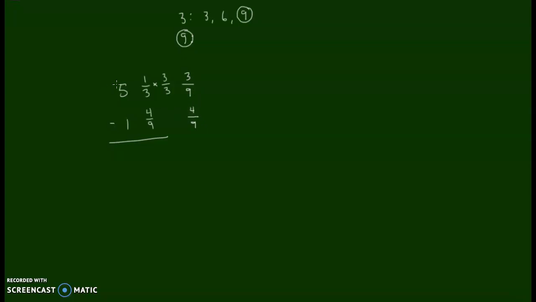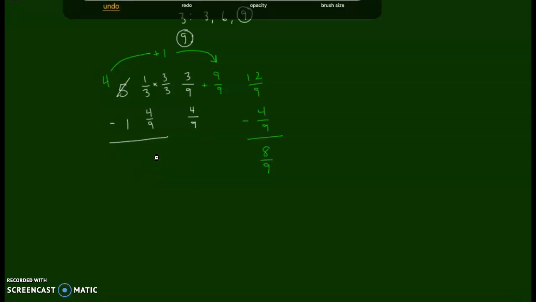I can't do that and get a positive answer. So I have to borrow from the 5. I have to take the 1 that I just used from the 5, and I have to add it to this side in the form of a fraction. My denominator is 9, so I have to add 9/9 to the 3/9. 3/9 plus 9/9 is 12/9. From that, I can subtract the 4/9. 12/9 subtract 4/9 is 8/9. Then 4 subtract 1 is 3. I'm going to put that right under the whole number here. Then I can combine the 3 and the 8/9, and I get 3 8/9.